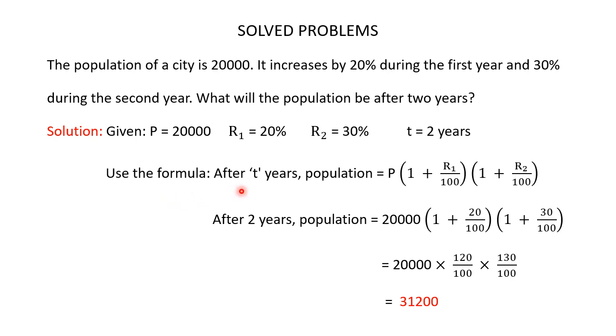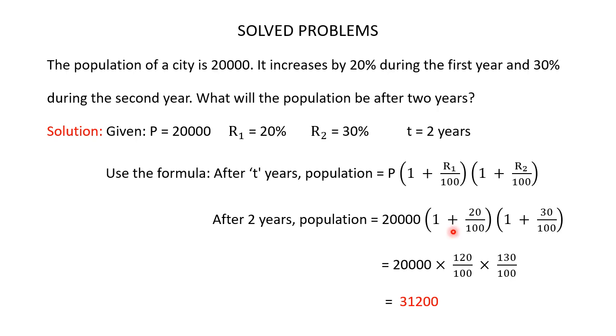So, to find out the population after T years, use the formula P multiplied by 1 plus R1 upon 100 multiplied by 1 plus R2 upon 100. We know that T is equal to 2 years. So, after 2 years, the population will be 20,000 multiplied by 1 plus 20 upon 100 multiplied by 1 plus 30 upon 100.